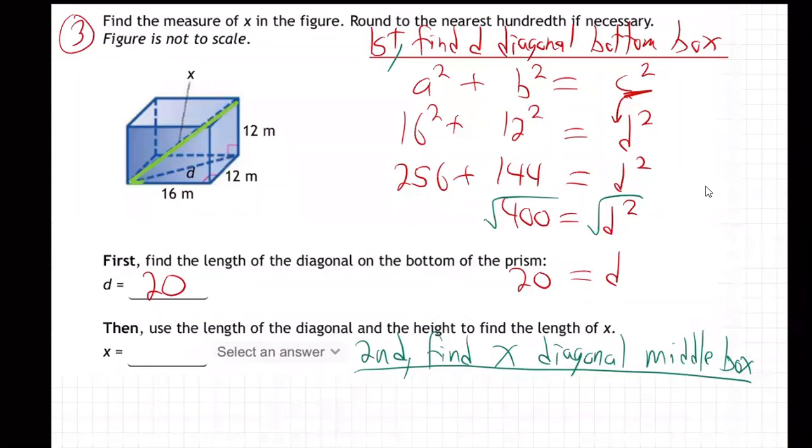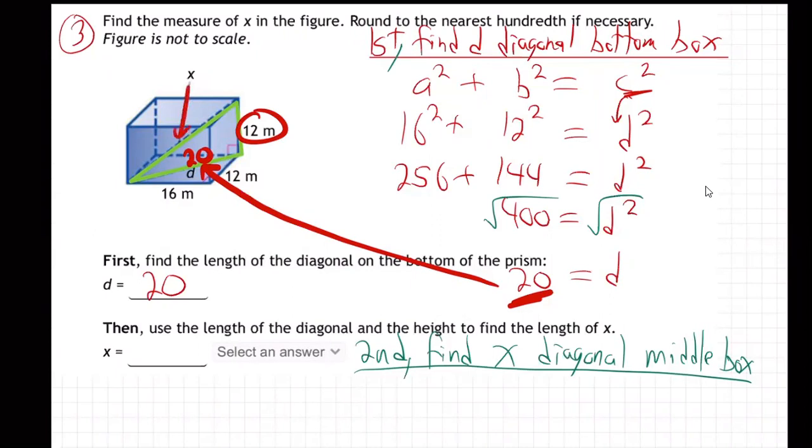That right there. So here's the triangle I'm looking at now. I'm looking at that triangle through the middle of the box, right? And I'm trying to find D. No, not D. I already got D. D is 20. So right here, this side, let me be more clear here. This side is 20, right? Found it right here. D is 20. This side is 12. And this side is x.